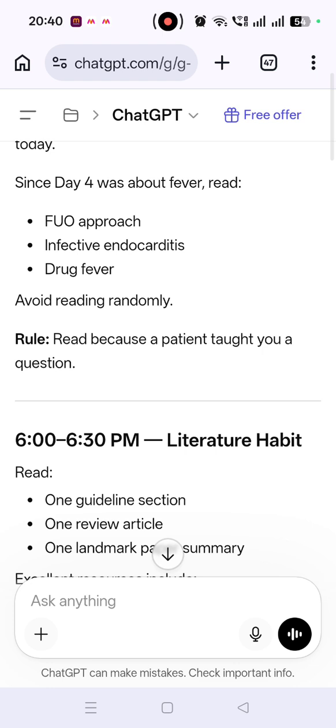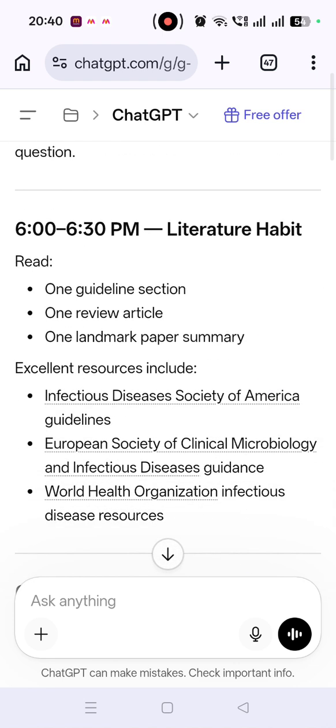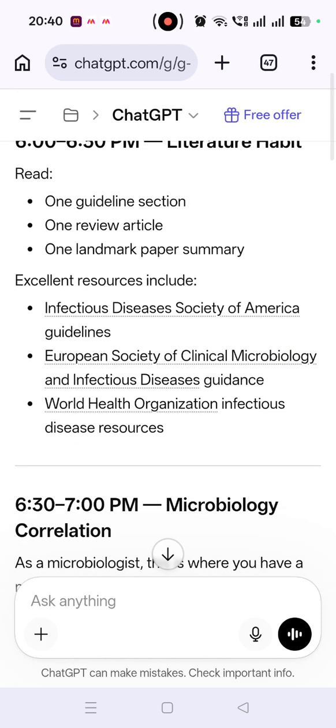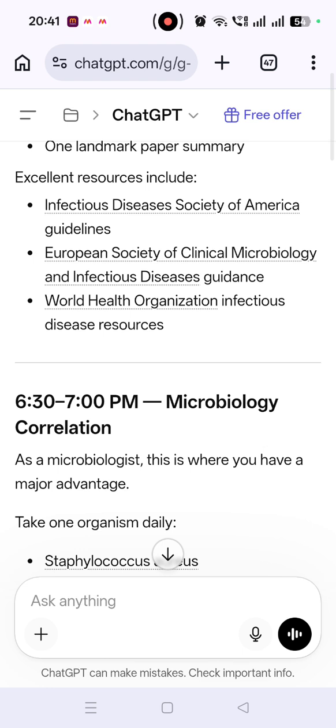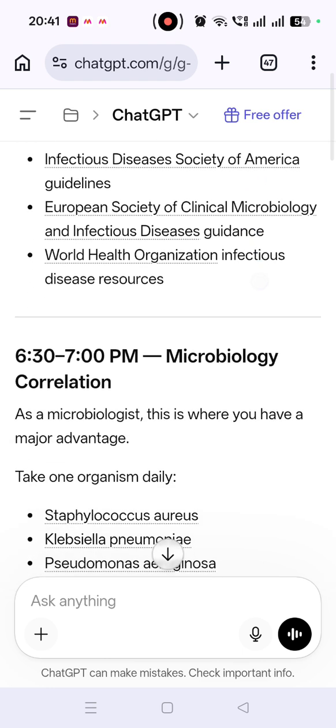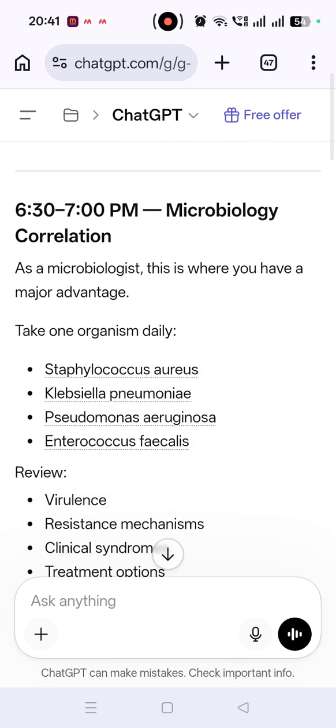So these things should be clear in your mind, and you should add one guideline section, one review article, and one landmark paper summary. Excellent sources for an ID person are the Infectious Diseases Society of America guidelines, European Society of Clinical Microbiology and Infectious Diseases guidance, and WHO infectious disease resources. These are important resources which one should read.